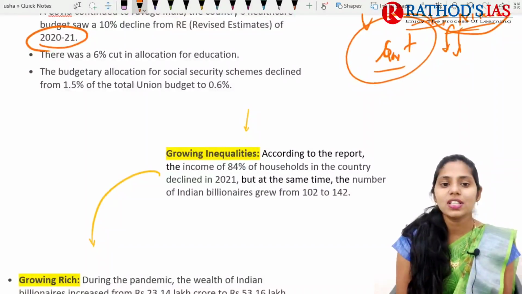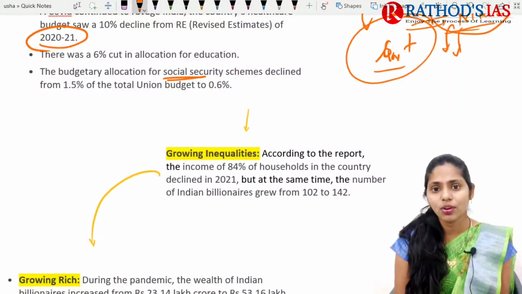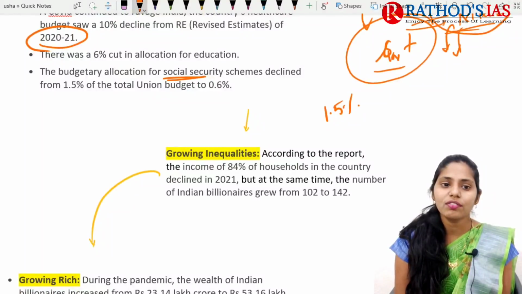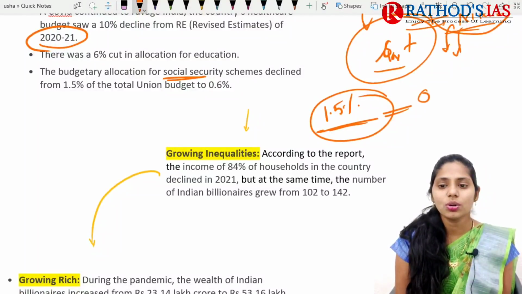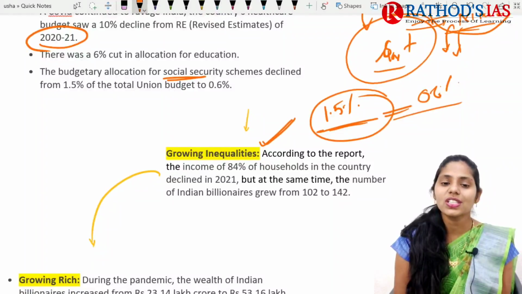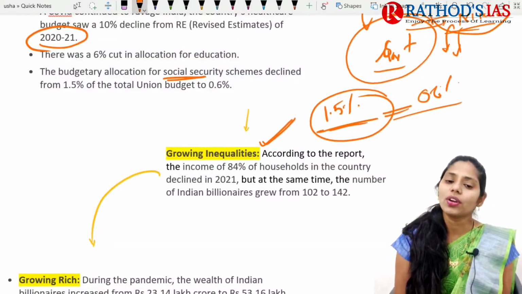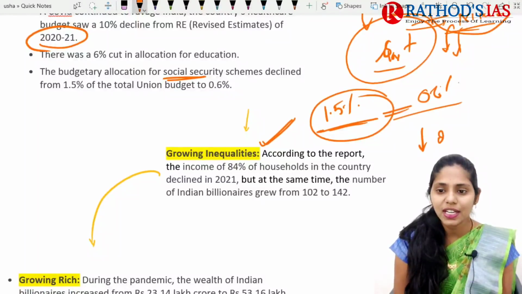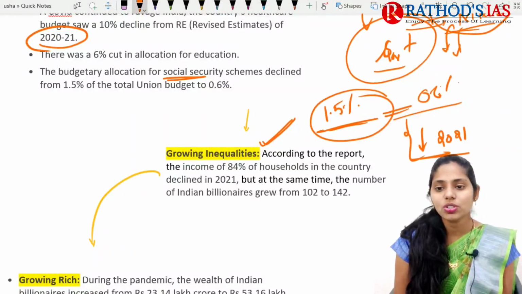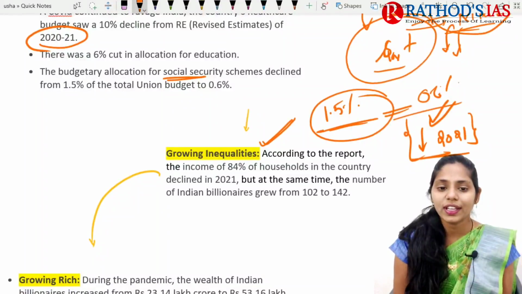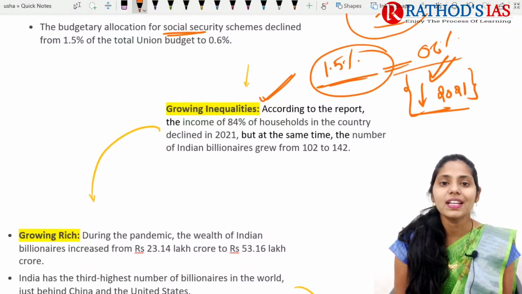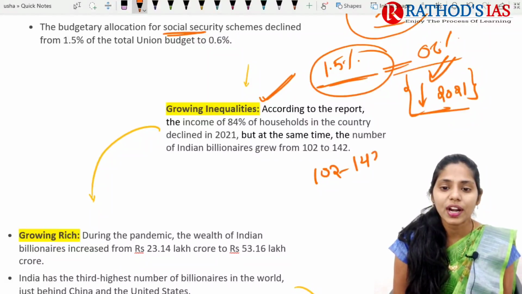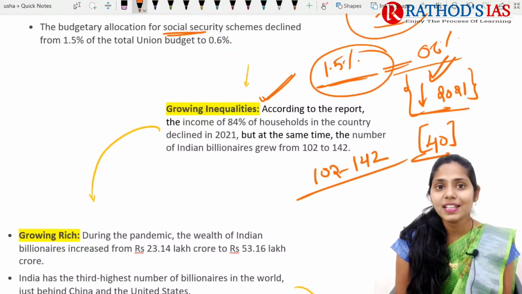And the next one is the budgetary allocation, especially for the social security schemes, which also declined from 1.5% of the total union budget to 0.6%. And we can also see there are growing inequalities in the country. According to the report, the income of 84% of households in the country declined in 2021 due to COVID-19. And the number of Indian billionaires grew from 102 to 140. That means there is an increase of 40 billionaires in the country.